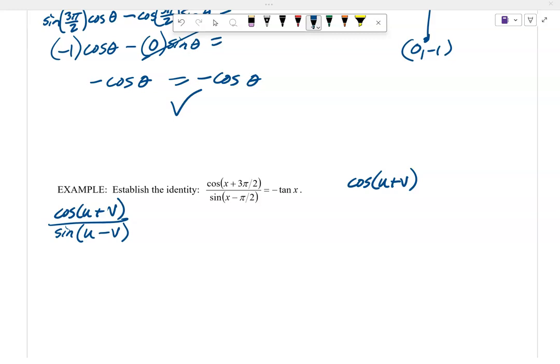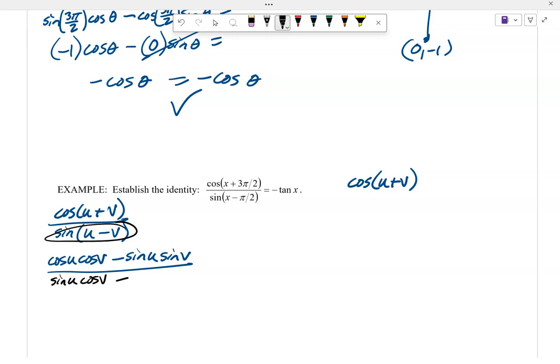So I look up cosine u plus v, and I find that the numerator will be cosine u cosine v minus sine u sine v. Then I look up the denominator formula, sine of u minus v, and that's sine u cosine v minus cosine u sine v. And our u is x, our v is 3 pi halves. So now let's fill it in.